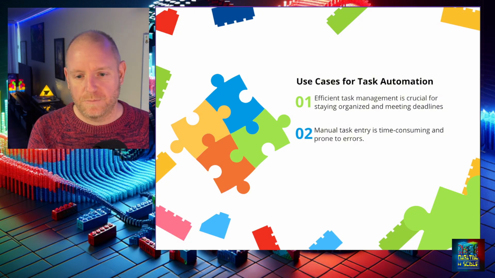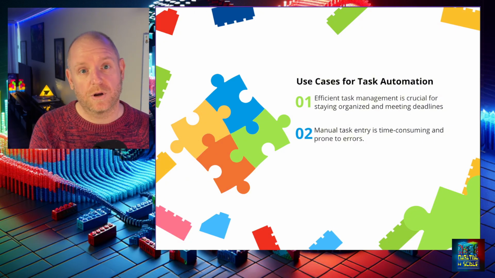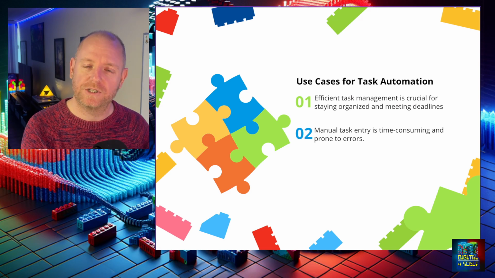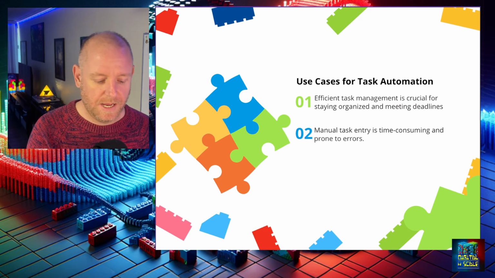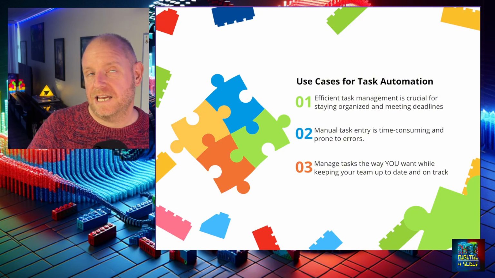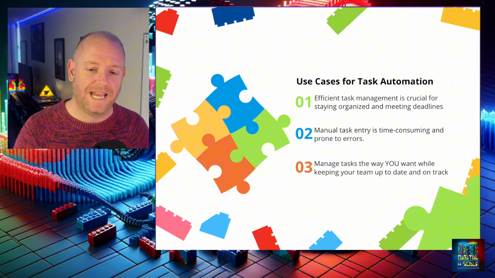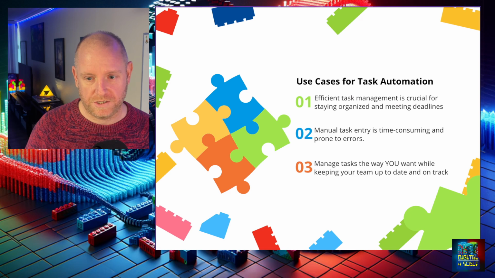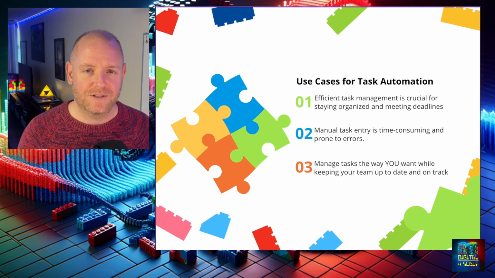So it's really important, and a lot of that is prone to error, but if you have a really good task system, it's great for automation. And then at the end of the day, it allows you to manage your tasks the way that you want to while helping to keep your team on track.